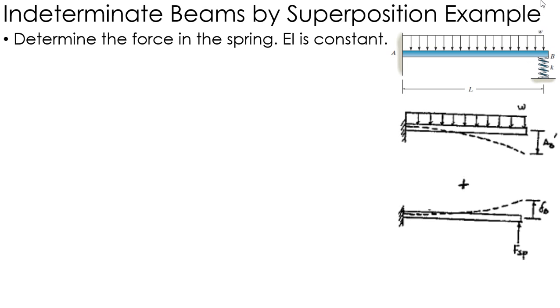pieces. One is the distributed load that causes a deflection downward, and then one is the force of the spring that causes a deflection upward. So the total deflection is going to be the deflection of the beam minus the deflection due to the spring at the end of the beam, and that's going to equal the total deflection.